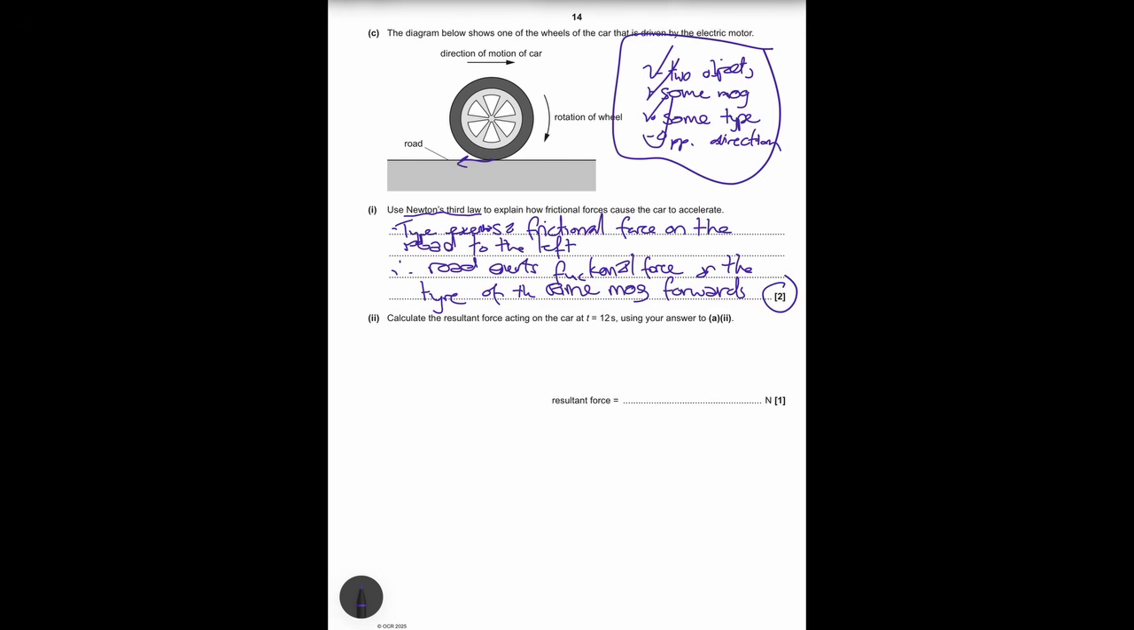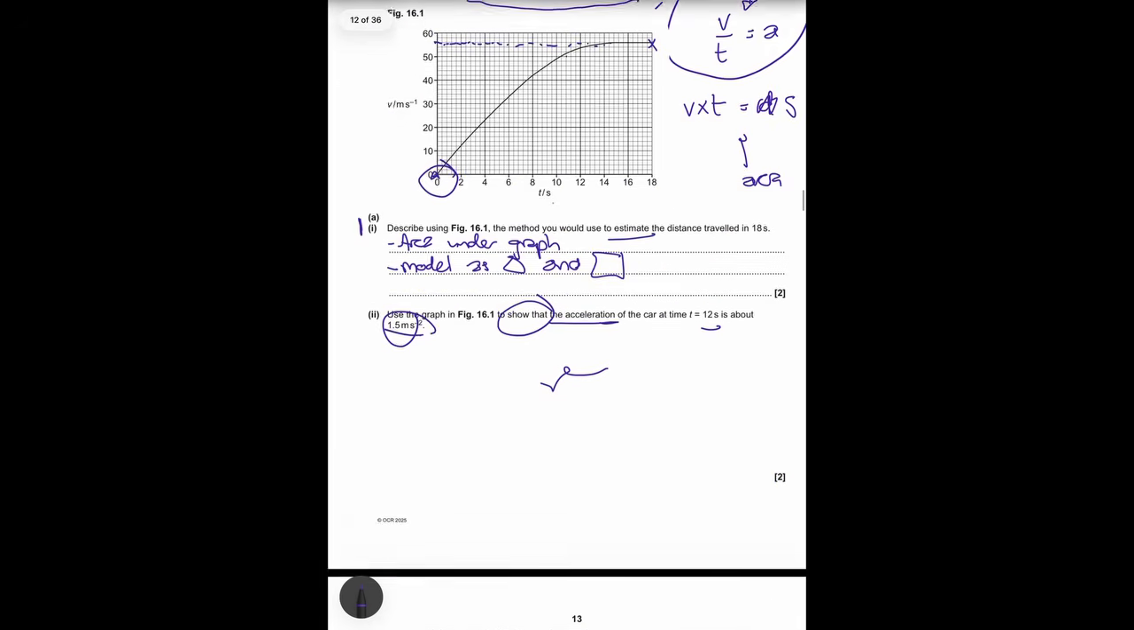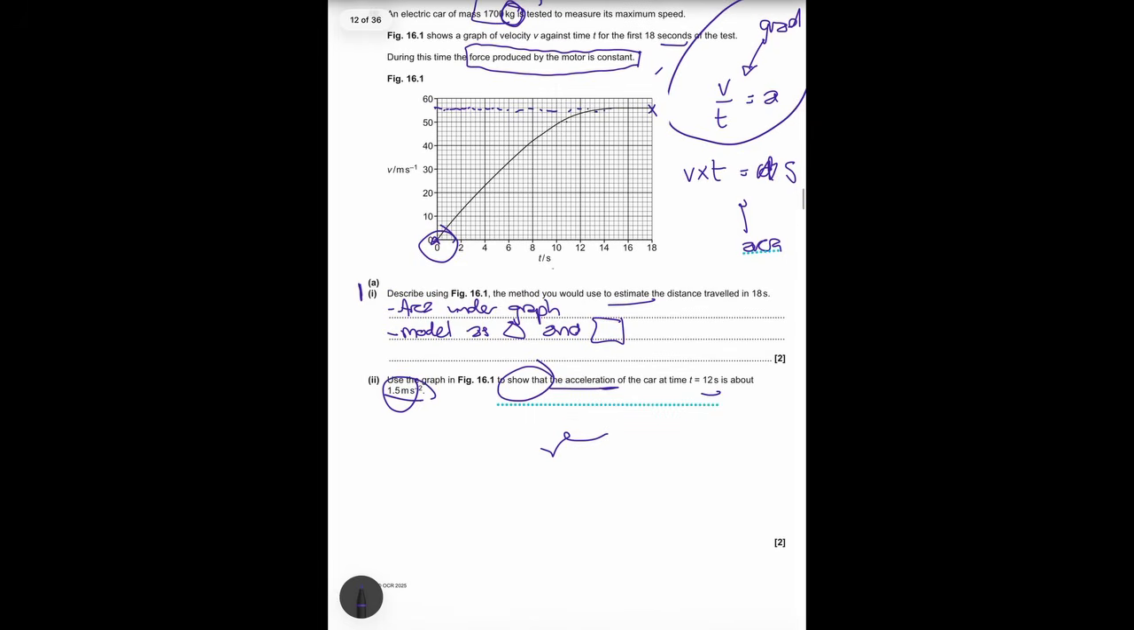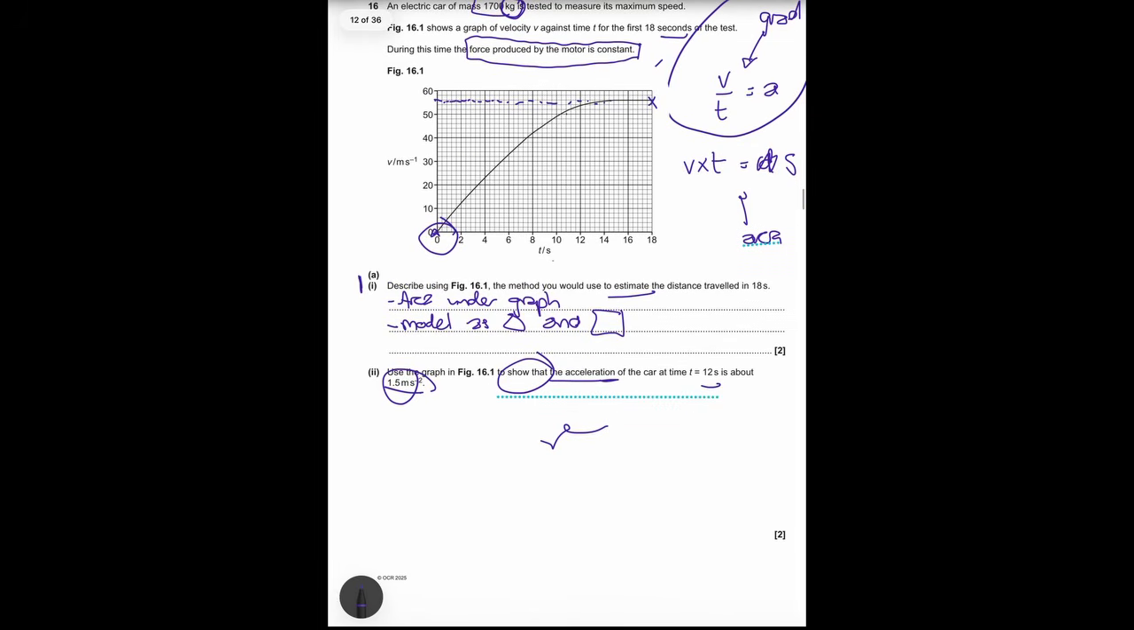Okay, so next one then, calculate the resultant force on the car acting at 12 seconds. Use your answer to A part 2. So if it says at 12 seconds, I'm a bit suspicious why it's saying 12 seconds and also saying A part 2. So let's just have a look at what we said for A part 2. And what was the answer I got for that one? It was about the show the acceleration was whatever. So it says about 1.5.